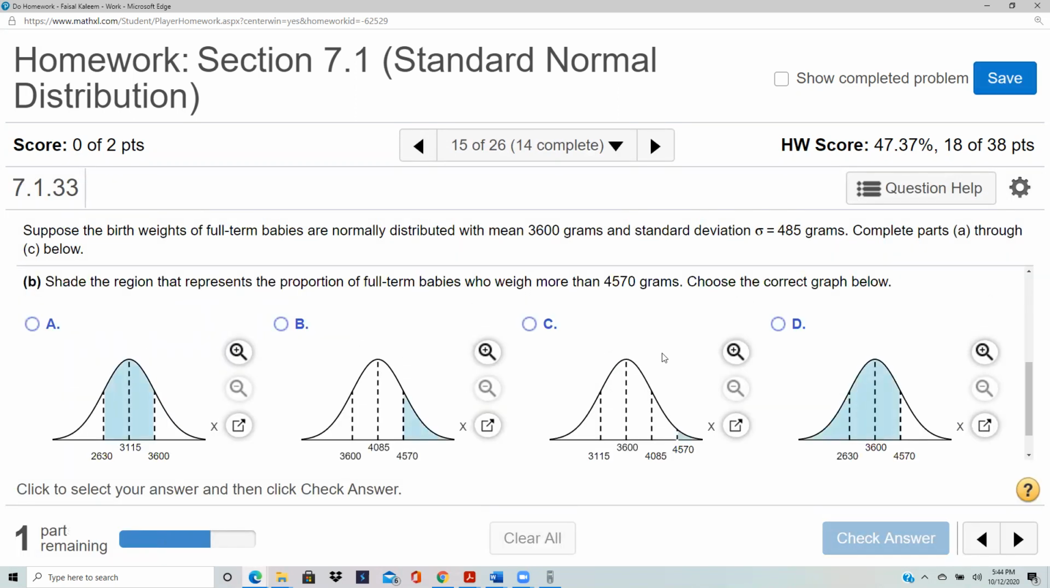Shade the region that represents the proportion of full-term babies who weigh more than 4570. So that should be on the right of 4570. So actually this curve C and B both have a shaded portion to the right of 4570. But remember, in the middle we should have the mean, and the mean is 3600. So this one is wrong, and it has to be this one because this has the 3600 in the middle.